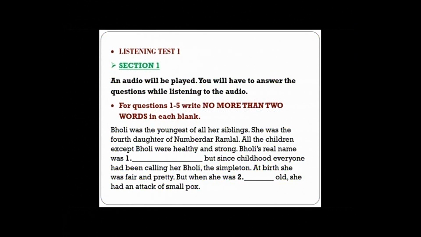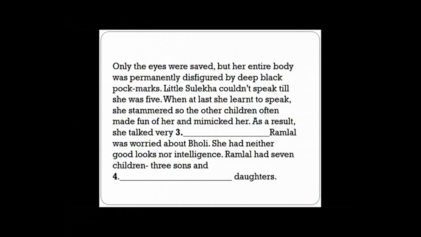Polly was the youngest of all her siblings. She was the 4th daughter of Nambardar Ramlal. All the children except Polly were healthy and strong. Polly's real name was Sulekha, but since childhood everyone had been calling her Polly the simpleton. At birth she was fair and pretty, but when she was 2 years old she had an attack of smallpox. Only the eyes were saved, but the entire body of her was permanently disfigured by deep black pockmarks.